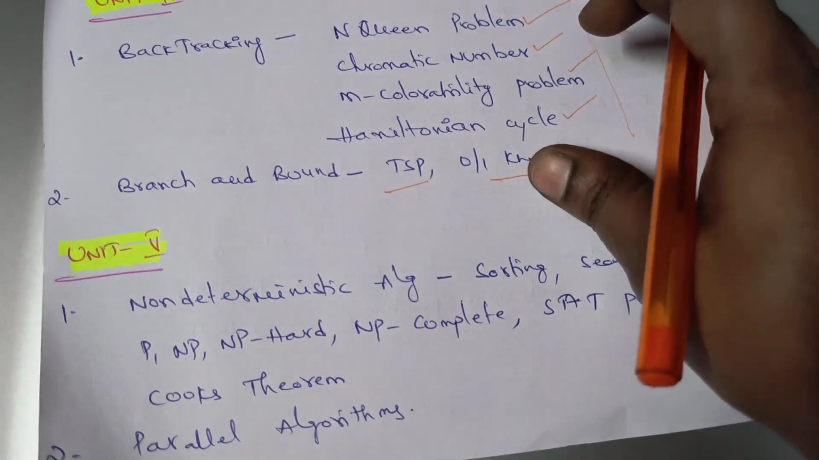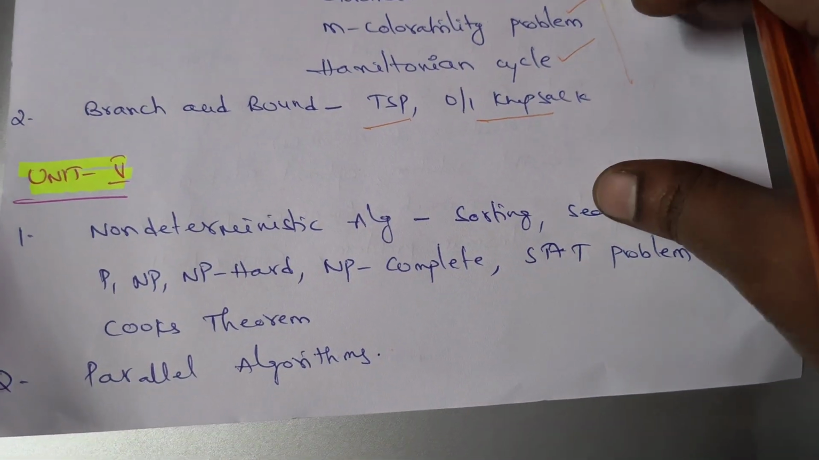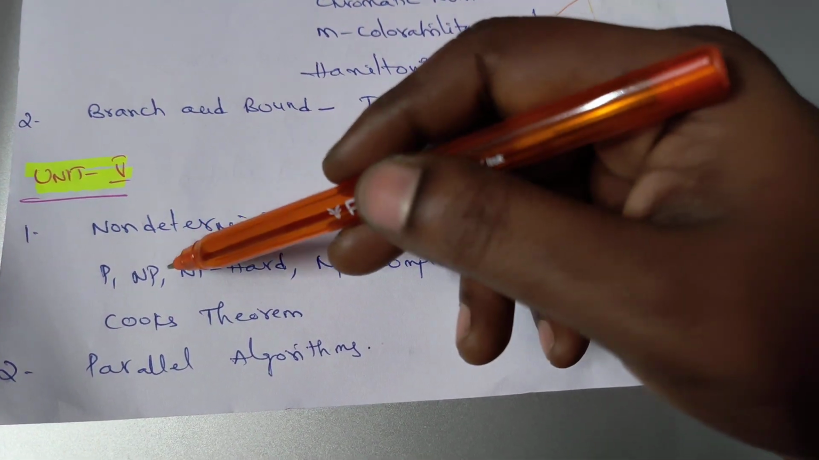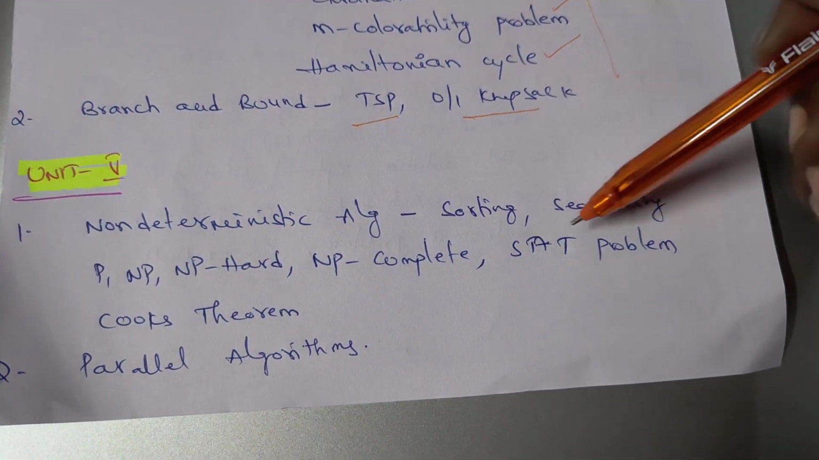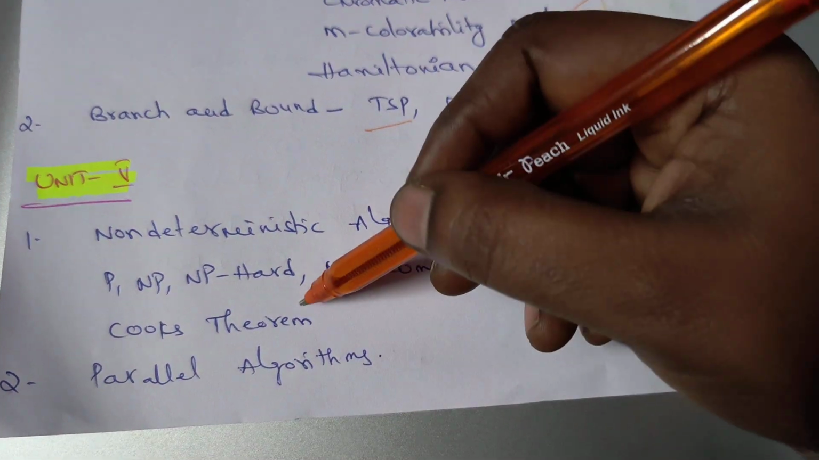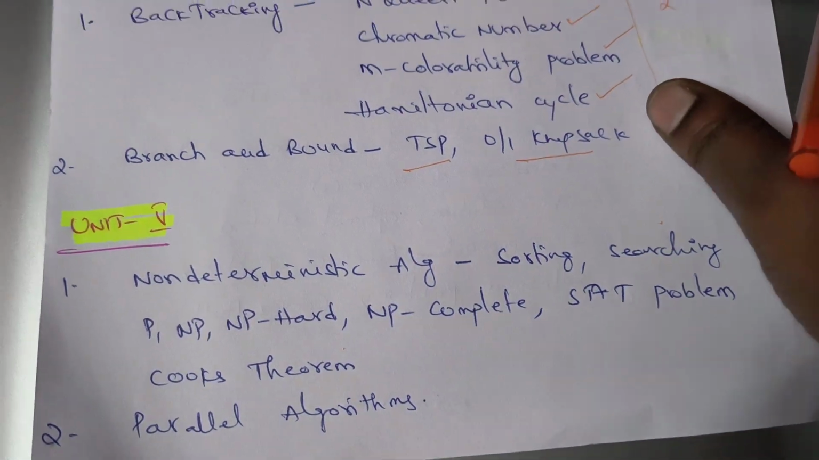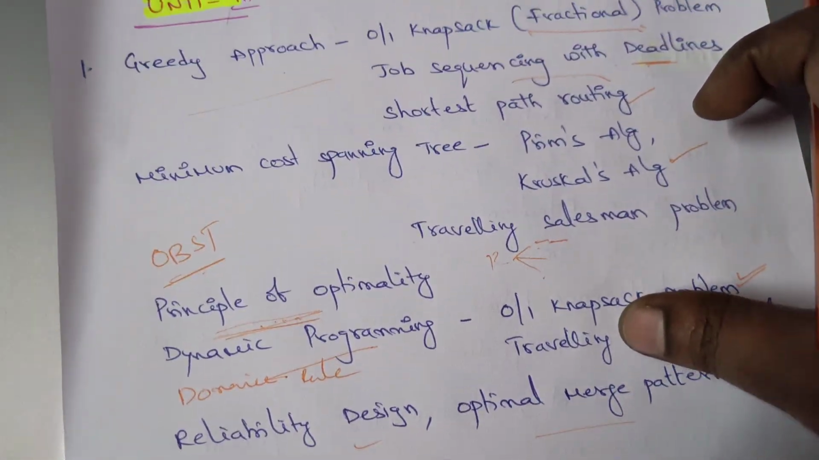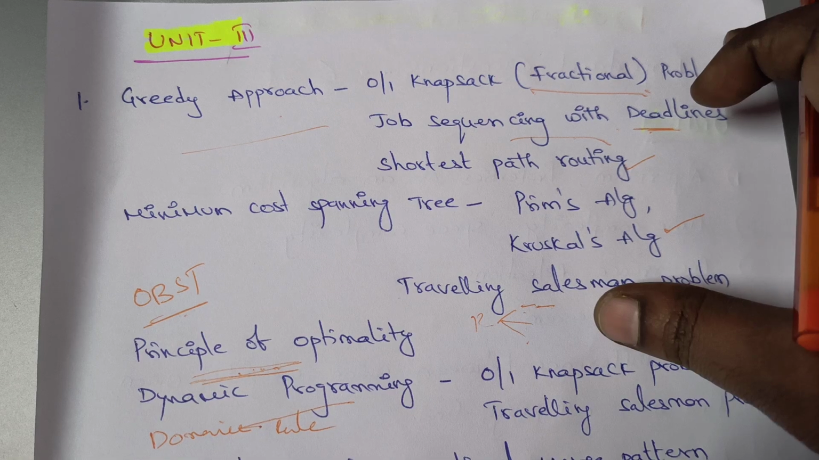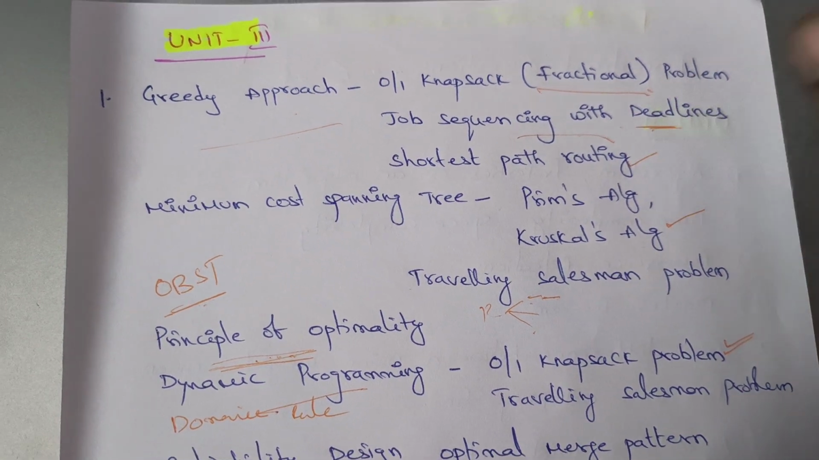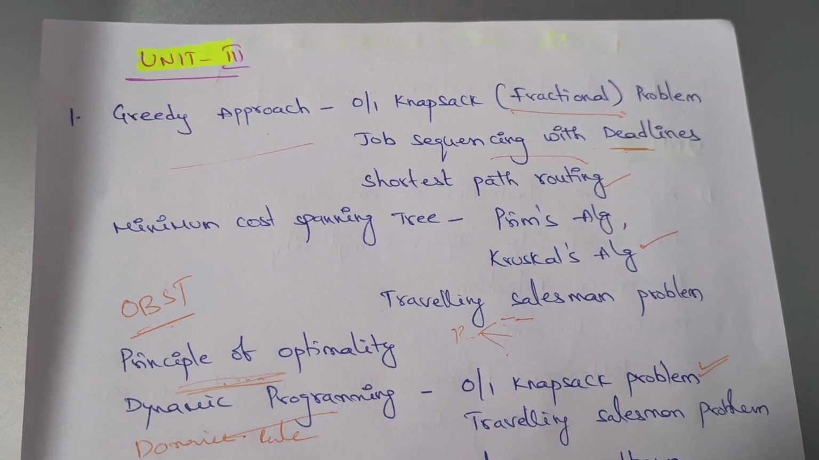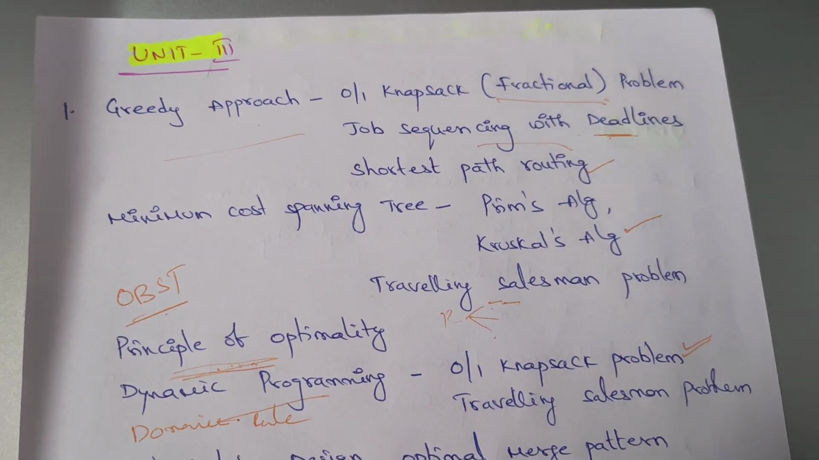Don't skip this. And for the 5th unit, direct questions: non-deterministic algorithm, sorting and searching, P, NP, NP hard, NP complete, SAT problem, and Cook's theorem, parallel algorithms. These are the important questions from each unit. Okay, all the best. Definitely you will get good marks in the DAA subject. Don't worry. All the best.